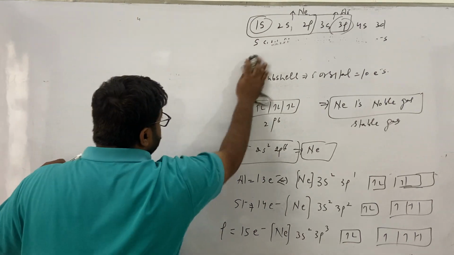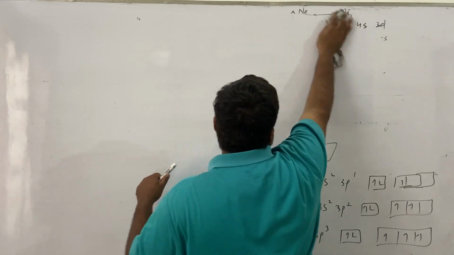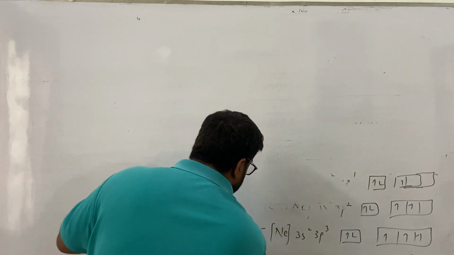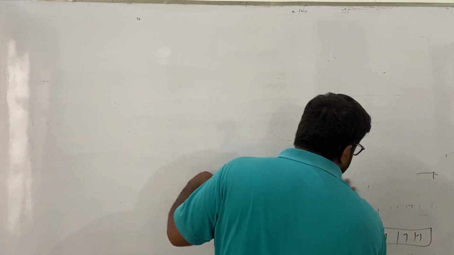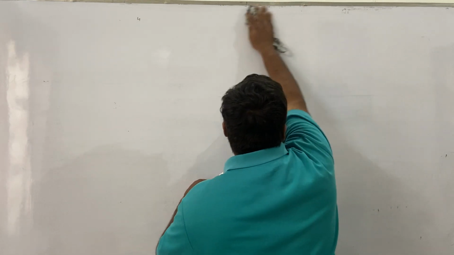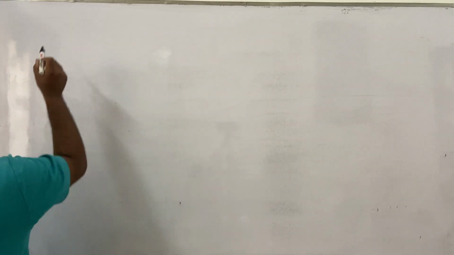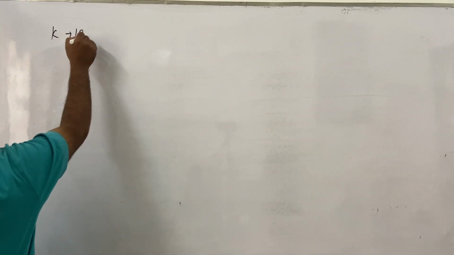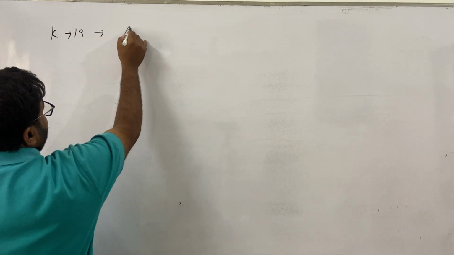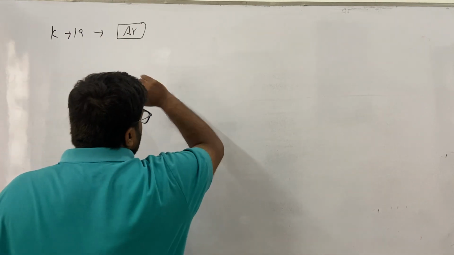Potassium, how can we write potassium's electronic configuration? This is very important. The next 12 elements are the most important for electronic configuration. So in potassium there are 19 electrons. How can we write it? We can write it as up to 18, there is an argon electronic configuration. The next shell was the 4s shell.